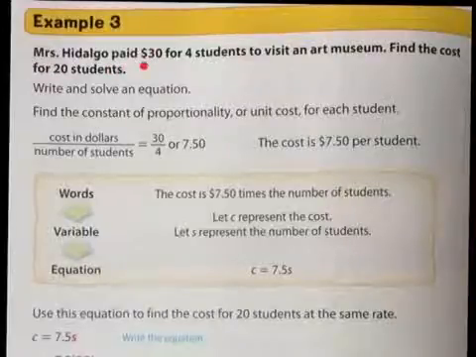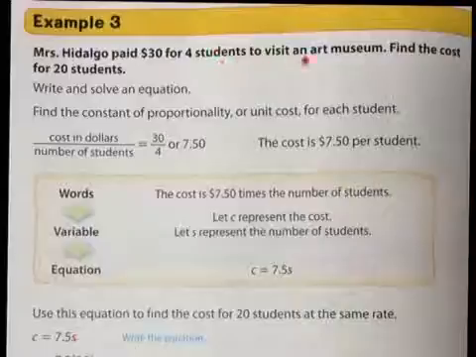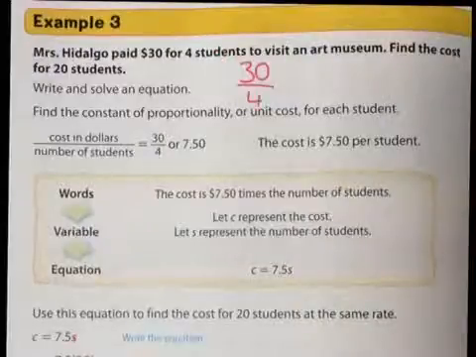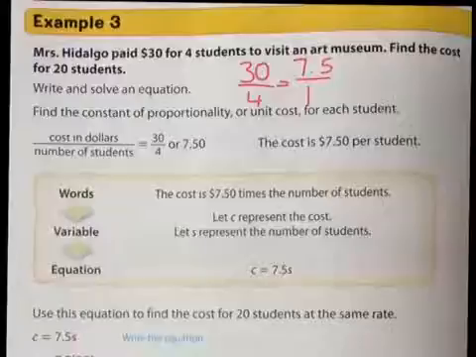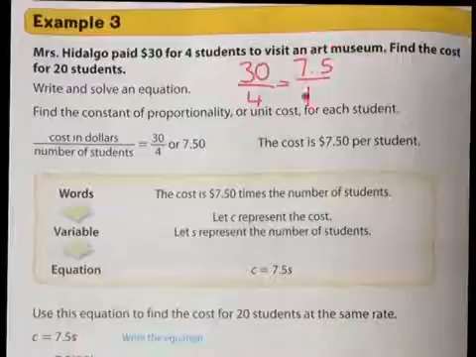Mrs. Hidalgo paid $30 for 4 students to visit the art museum. $30 for 4 students. Well, what's the price of one student? I would think it's 7.5, right? 7.5. So that's finding the constant right here. This is the constant of proportionality. For every one, there's 7.50. That's what I mean by that.